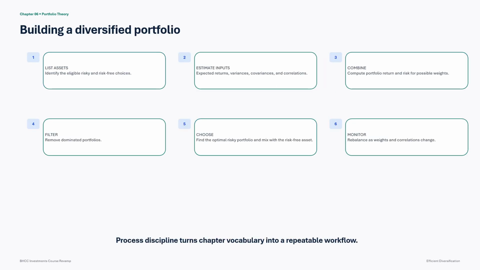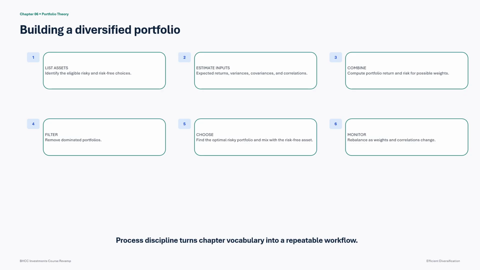A disciplined diversification process has 6 stages. Step 1 is to list the eligible assets. The universe should reflect the investor's mandate, liquidity needs, taxes, account type, and practical access. A theoretically attractive asset is not useful if the investor cannot hold it, understand it, or exit it.